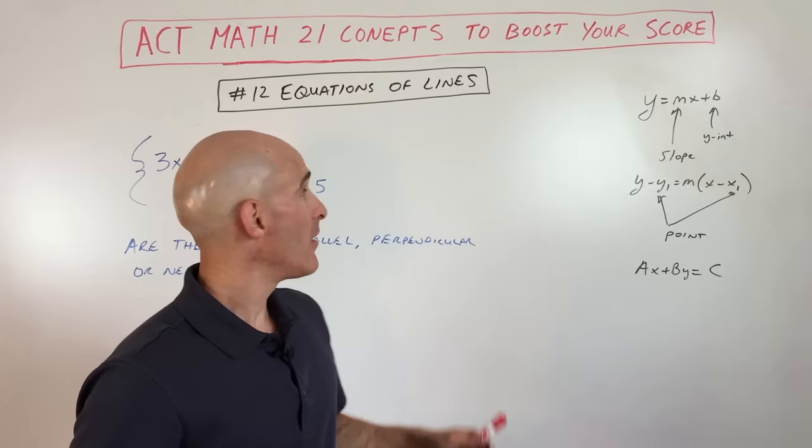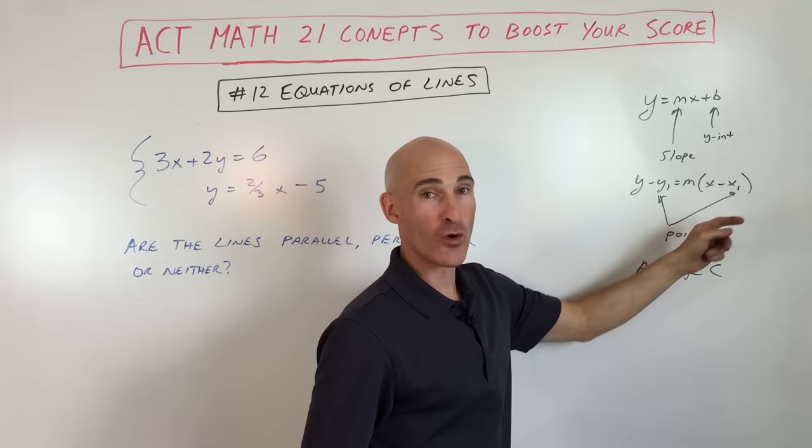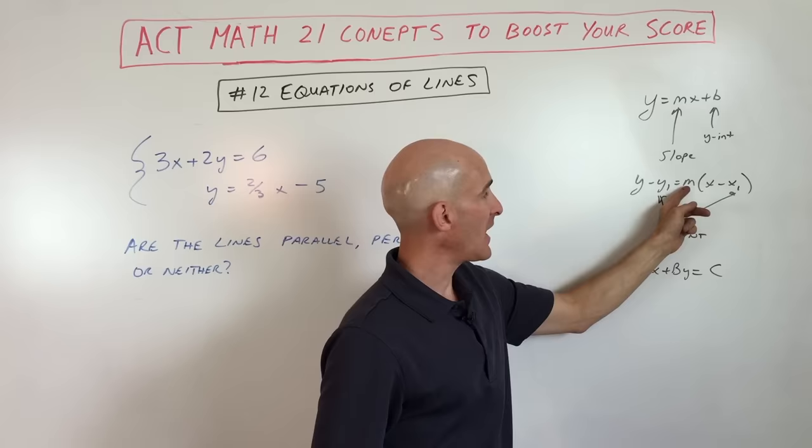Okay, number 12, we're going to talk about equations of lines. So on the ACT, you definitely want to know the different forms of the equation of a line. And just to review, we've got the slope-intercept form, y equals mx plus b. We have the point-slope form. You can see y1, x1 is the point, m is the slope. And we have the standard form, ax plus by equals c.